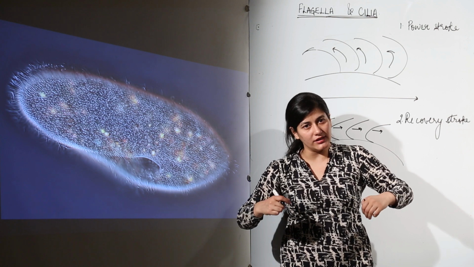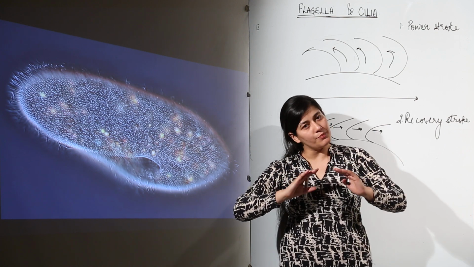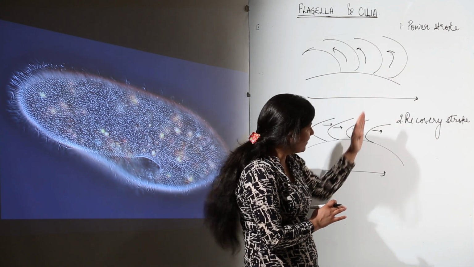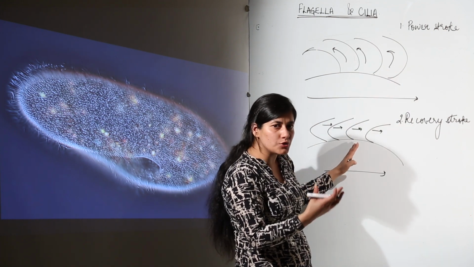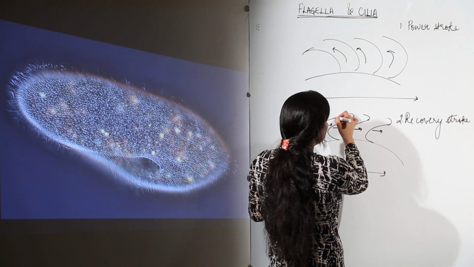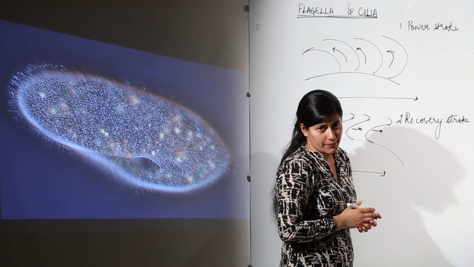As you know, when the boat is moving, when the recovery is being done, the movement is that of the previous propulsion. So the movement is generated by the power stroke, and the recovery stroke is in order to bring the cilia back into their original condition so that they can take another power stroke.